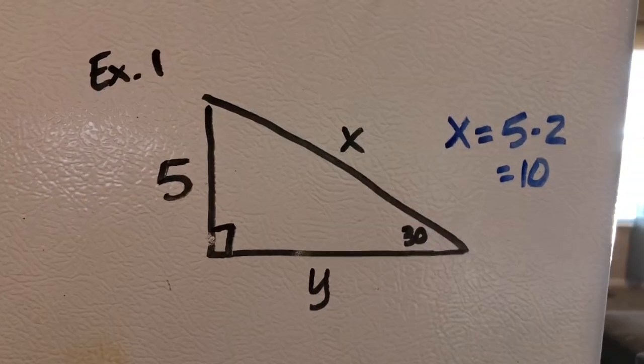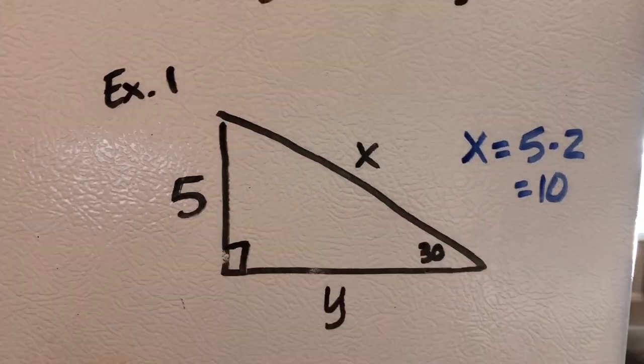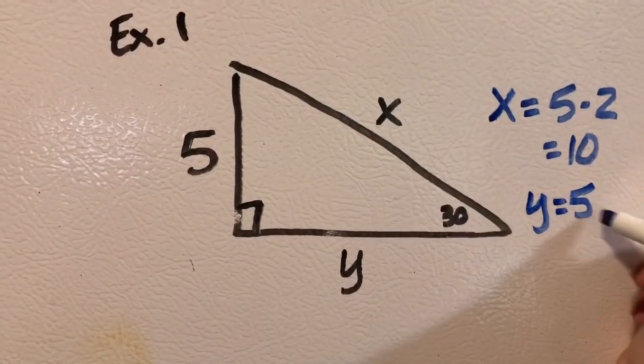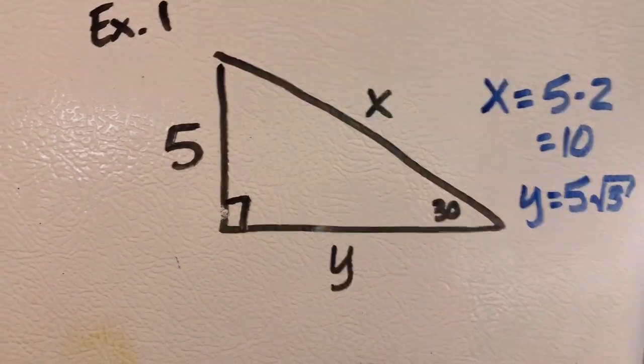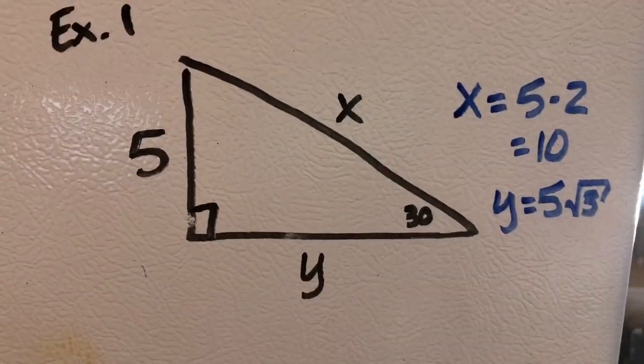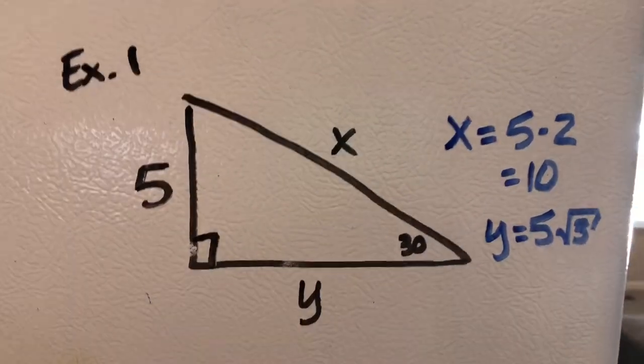My pattern also tells me that my long leg is going to be my short leg times radical 3. So my y is just going to be 5 radical 3. And that's it. I can't multiply them, so it's just going to be 10 and 5 radical 3. That's it. So we have the short leg, very simple, just following the pattern.